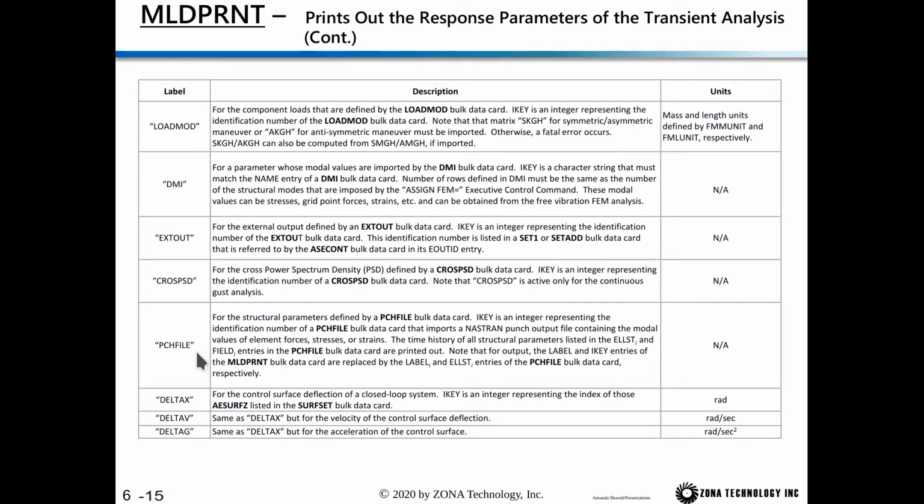Next is the PCH file for a punch file. So if you have a PCH file bulk data card, importing a Nastran punch output file, you can refer to that through this option. And then we have delta X, delta V, delta G to measure the control surface deflection, rate, or acceleration. I-key is an integer referring to the index of the AE-surf-Z card listed in the surfset bulk data card.